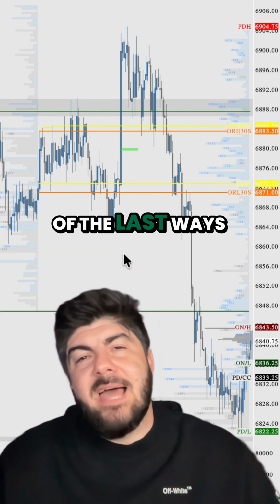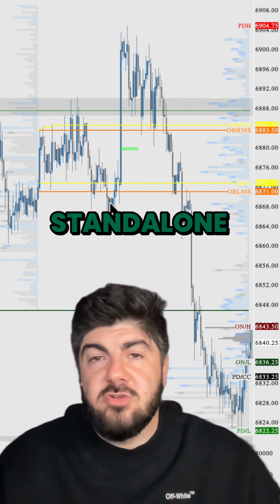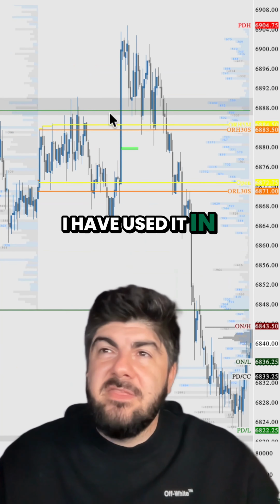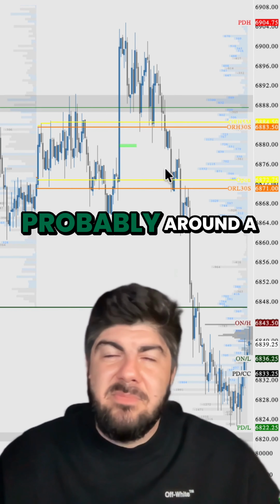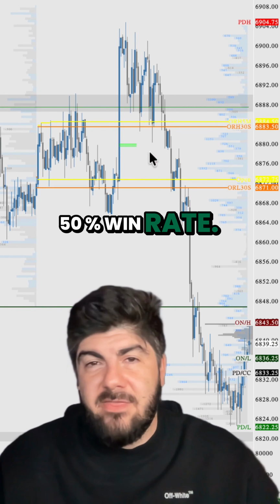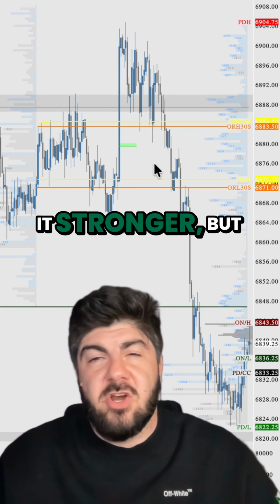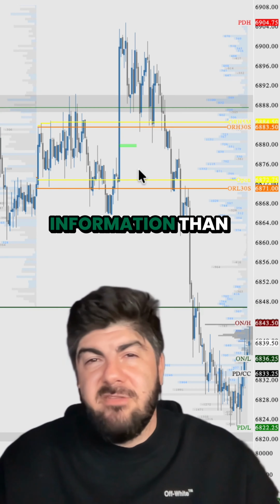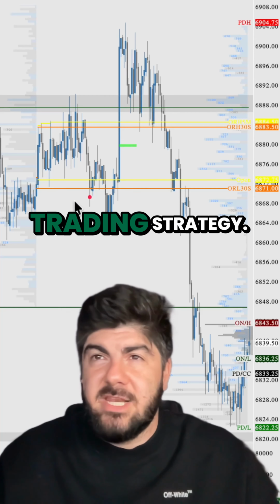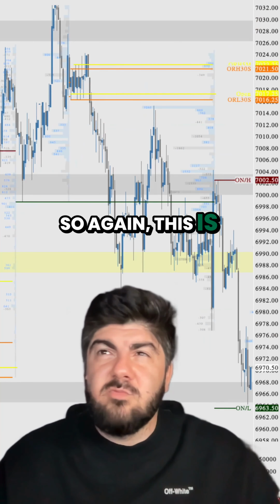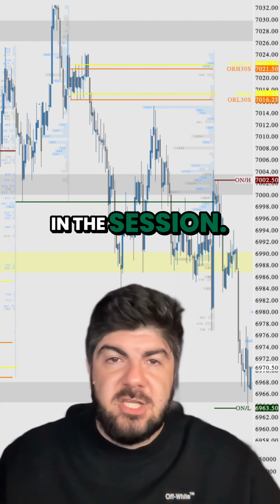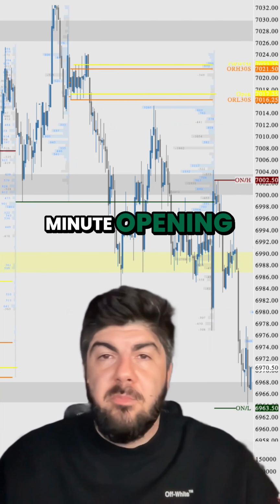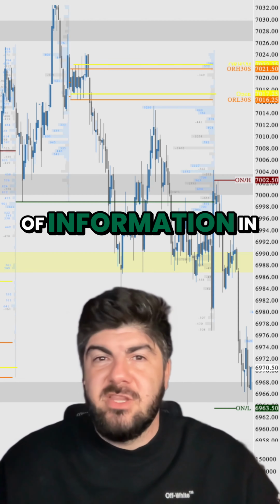And obviously one of the last ways to use it is as a standalone trading strategy. I have used it in the past, but just by itself like this, it's probably around a 50% win rate. There are ways to filter and make it stronger, but I prefer to use it more for information than as a standalone trading strategy. So again, this is one of the more powerful ways that I use it for context early on in the session, and I love the 5-minute opening range as a piece of information in my daily trading toolbox.